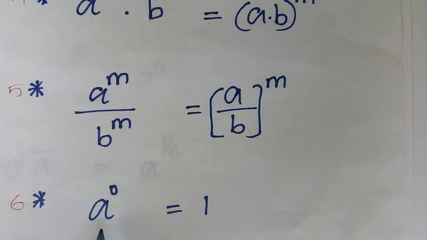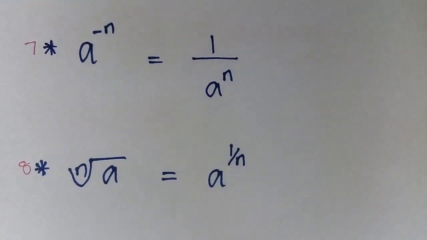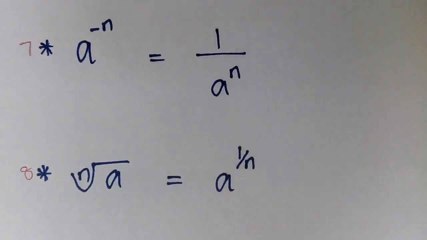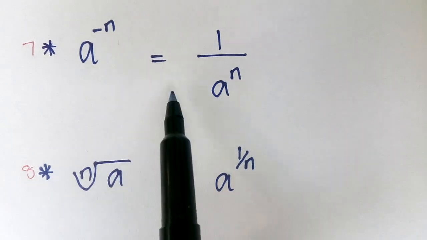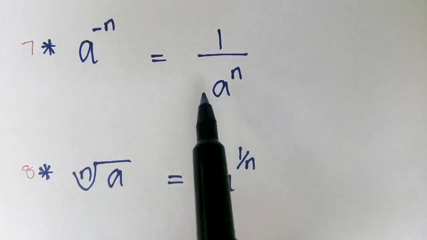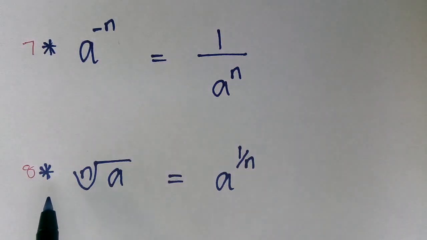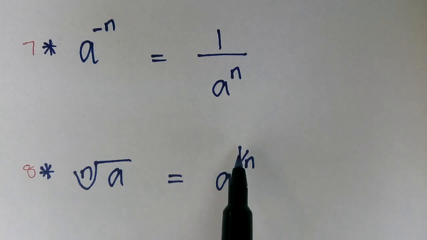Sixth law, a to the power 0 is equal to 1. That is, if any number has a power 0, then its value is 1. Seventh law, a to the power minus n is equal to 1 by a to the power n. Eighth law, nth root of a is equal to a to the power 1 by n.